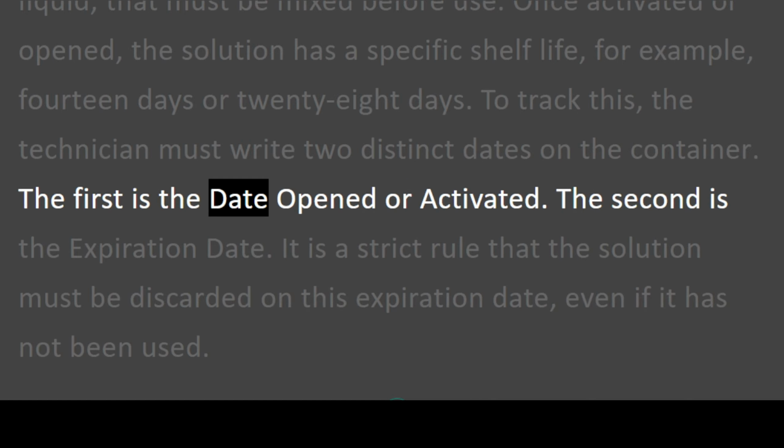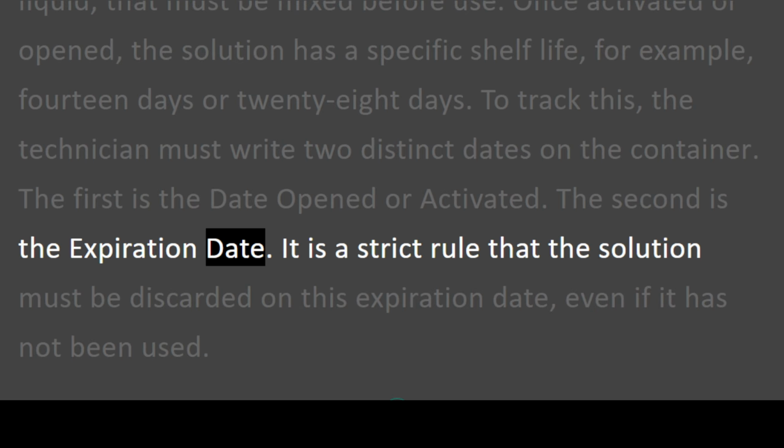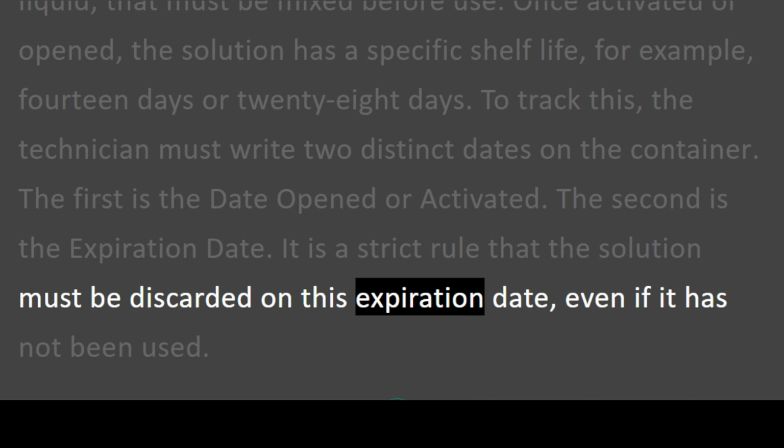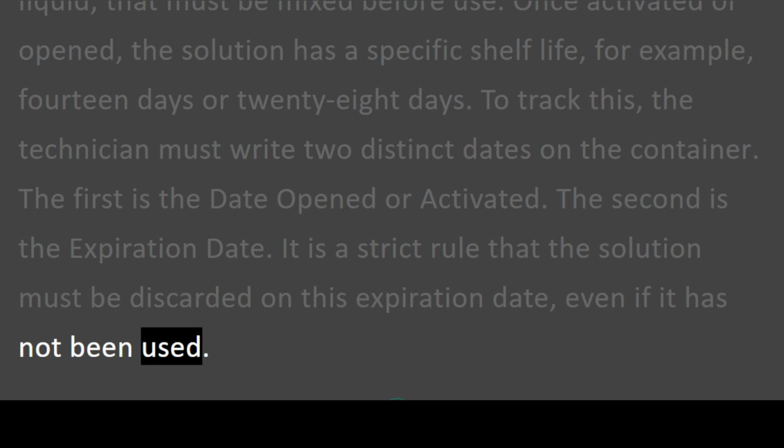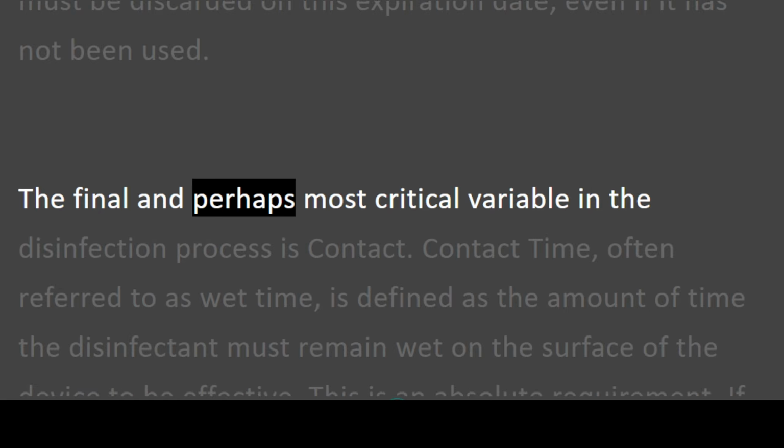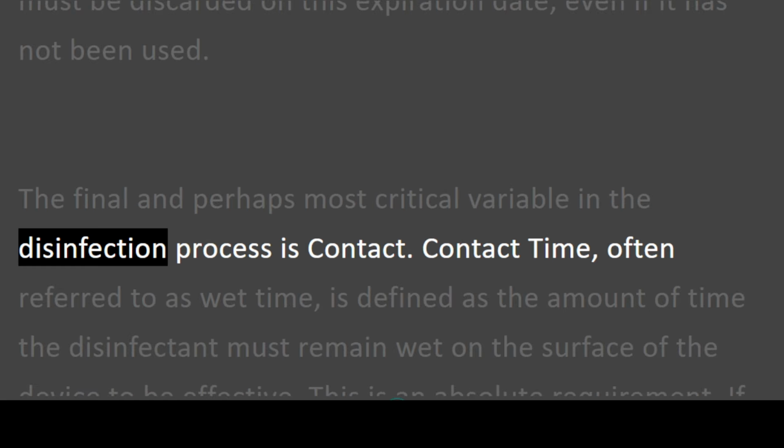The first is the date opened or activated. The second is the expiration date. It is a strict rule that the solution must be discarded on this expiration date, even if it has not been used. The final and perhaps most critical variable in the disinfection process is contact.